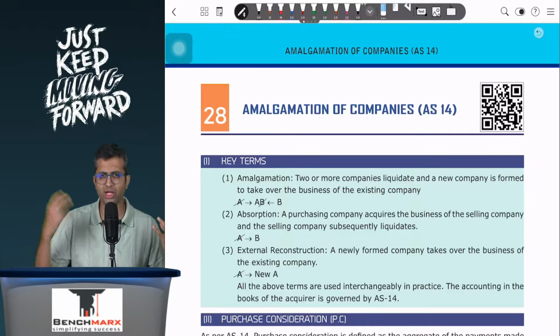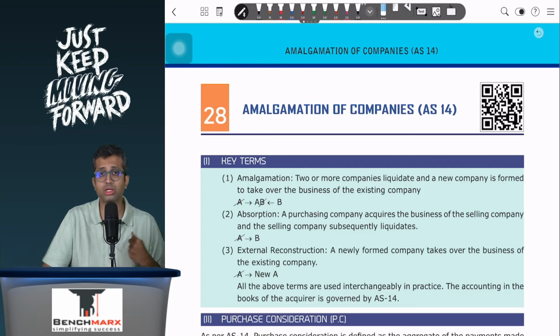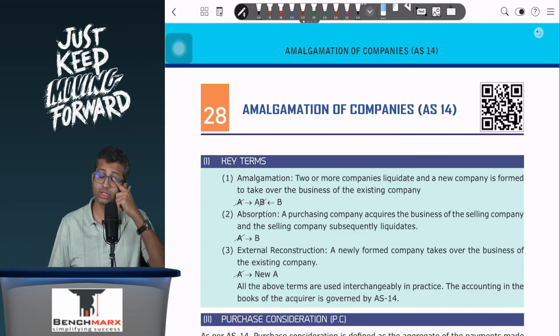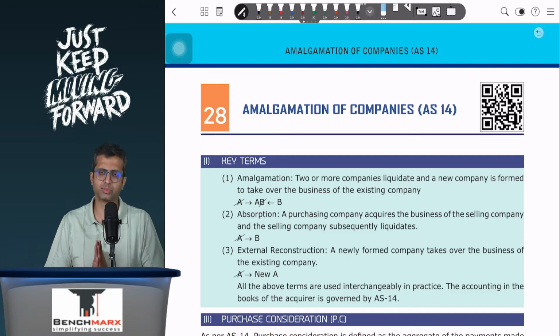Like you have Tata and let us say that is Air India, and let us say Vistara. Hypothetically, Vistara is closing and it is merging inside Air India, and hence that is called an absorption, where Air India over here is absorbing, let us say, Vistara. So let us say that is an absorption.